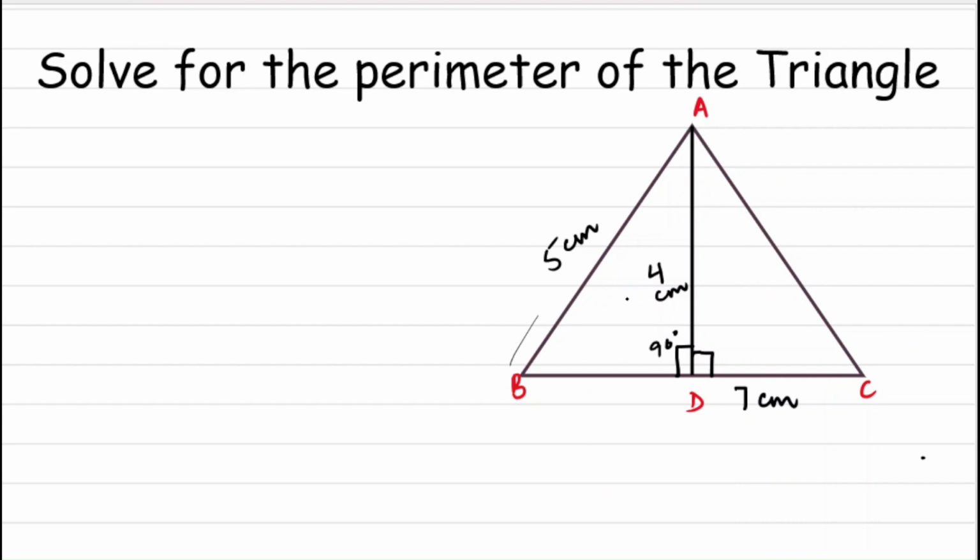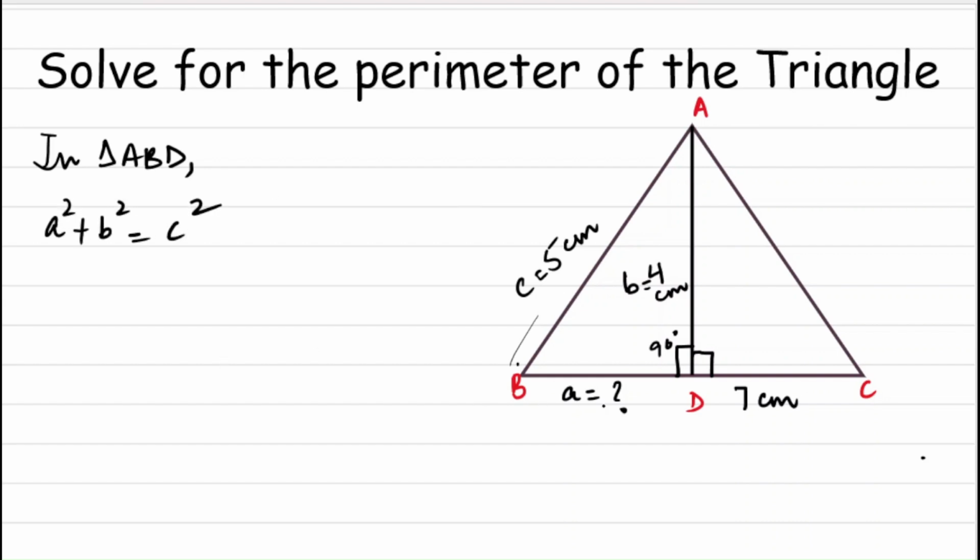So let's take the left triangle, ABD. This is 90, so of course this is hypotenuse C as 5. And I can say this A is missing and B is 4. So I am taking only this triangle, ABD, the left triangle. In triangle ABD, by the Pythagorean theorem, a square plus b square is equal to c square. What is a? Missing. What is b? 4, so 4 square. And what is c? 5 square.